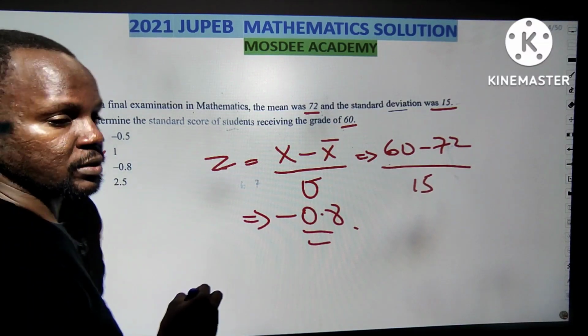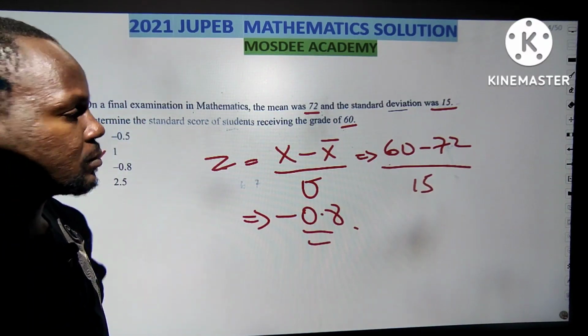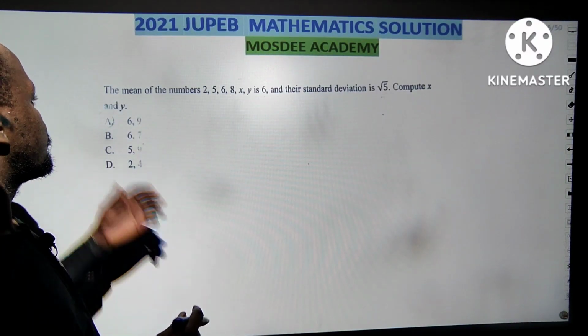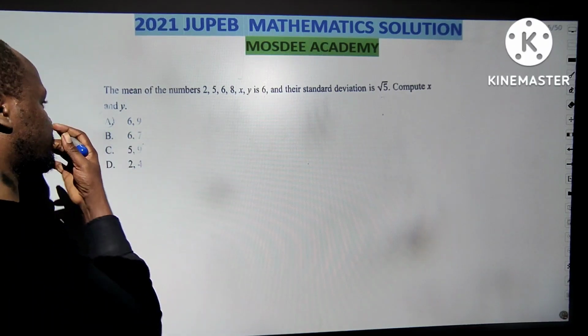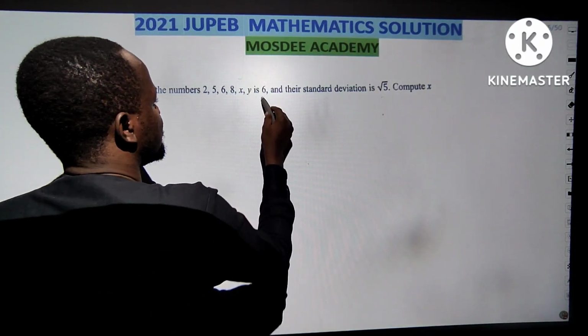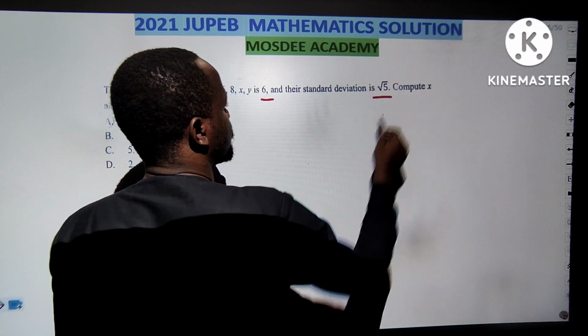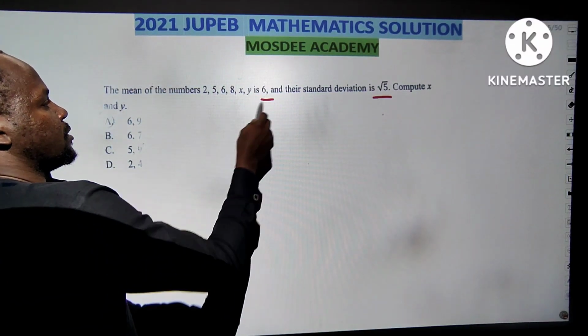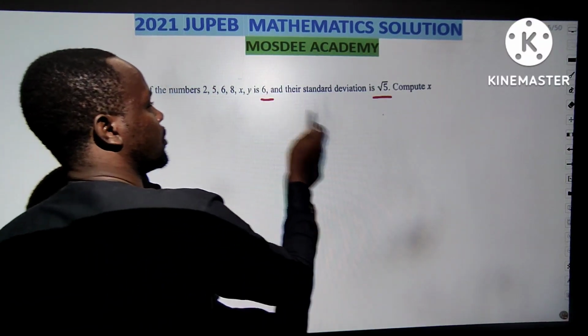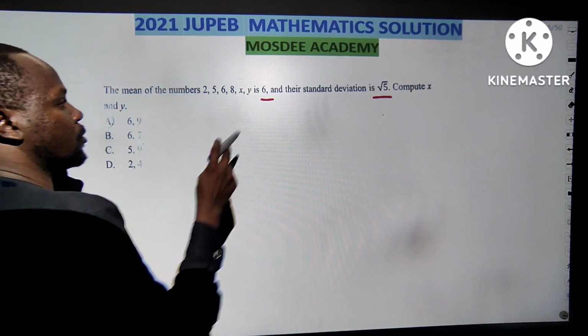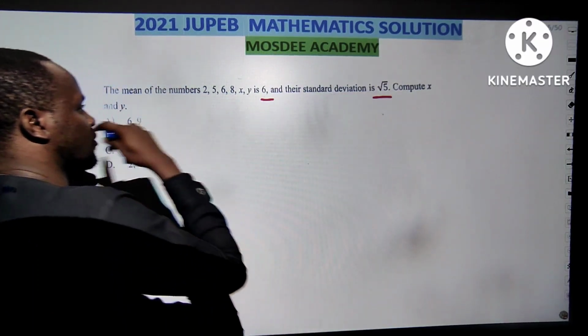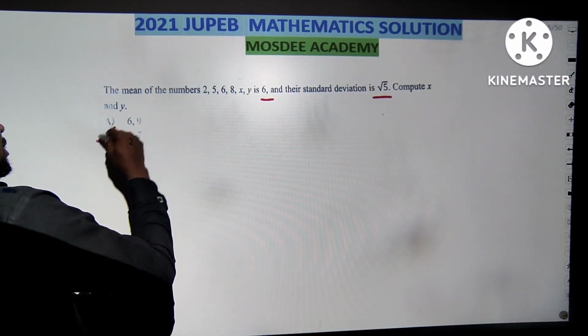That's that. The next one. This one maybe I leave it for you, but I think it's very simple. The mean of a number is 6 and the standard deviation is root 5. So you know how to do that. Compute the value of X and Y. You just have to substitute. If you do it very well, you should get this answer.